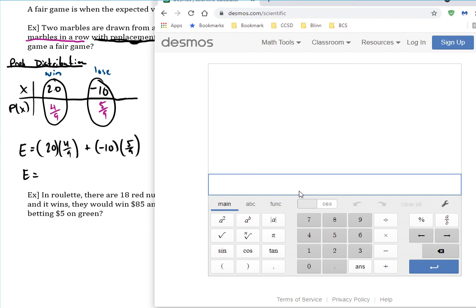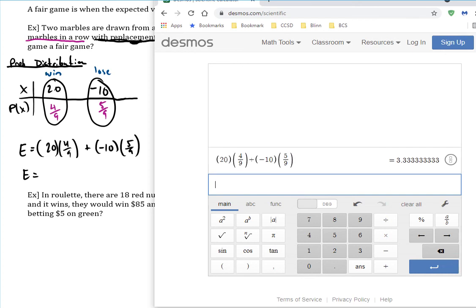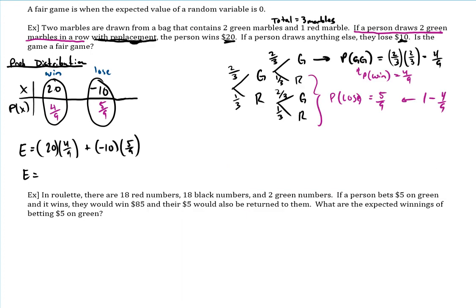Okay, and then, well, I could plug these in. So it's 20 times 4 divided by 9, and then plus negative 10 times 5 divided by 9. And we get that, 3.33. So what this represents is the expected value. This would be a dollar amount.